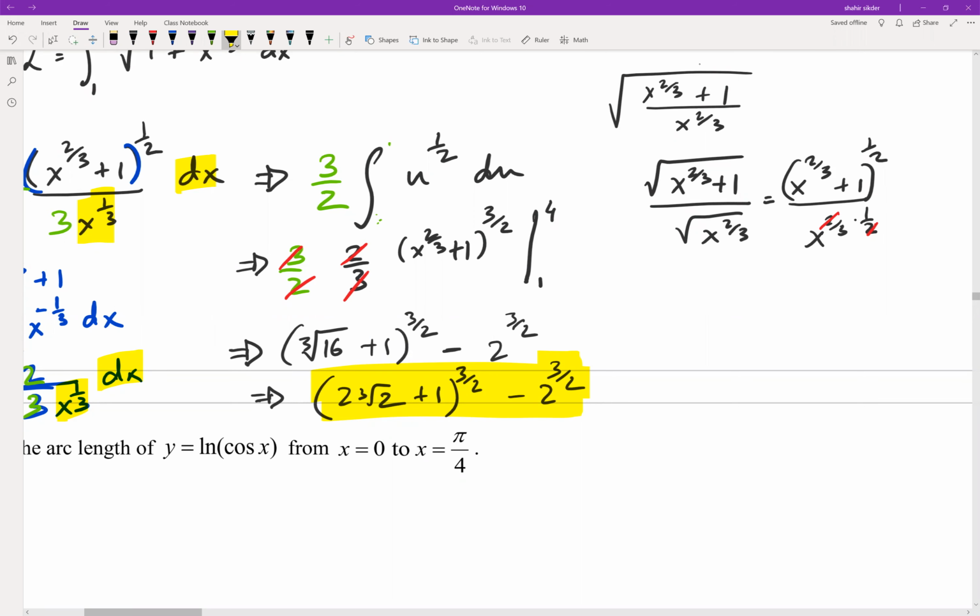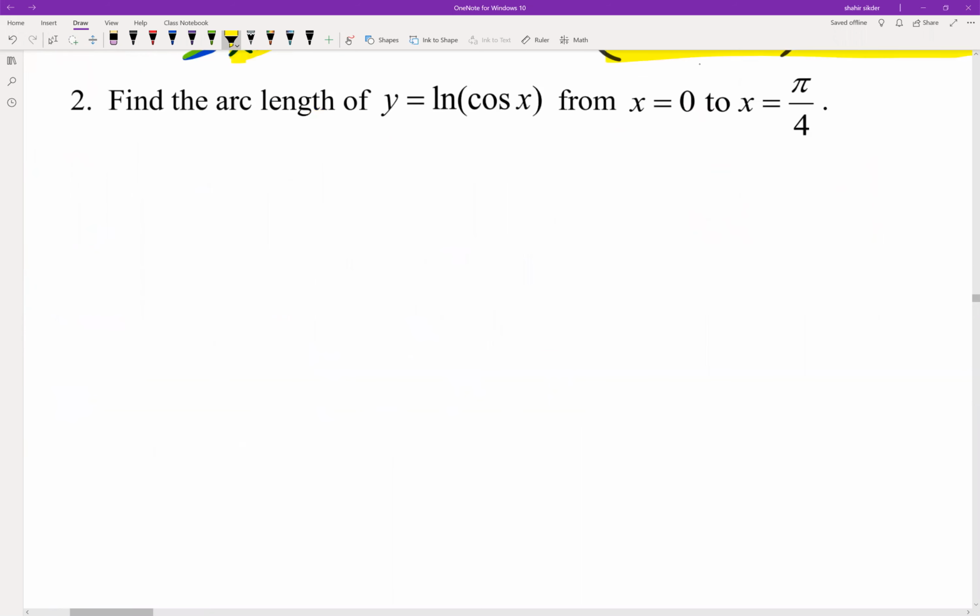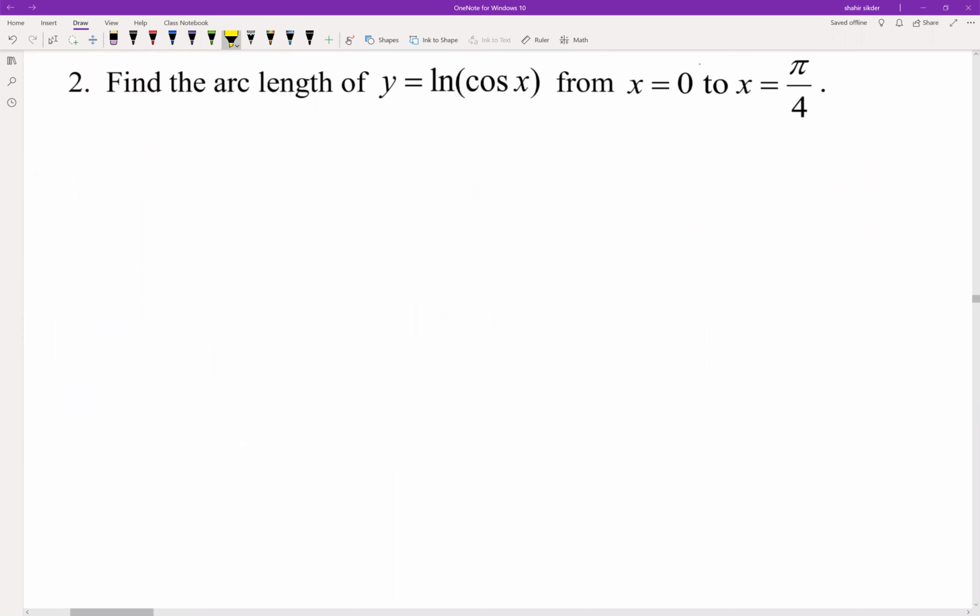All right, let's look at our next example. Find the arc length of y equals natural log of cosine of x from x equals 0 through x equals pi halves. Why don't you guys give it a try?